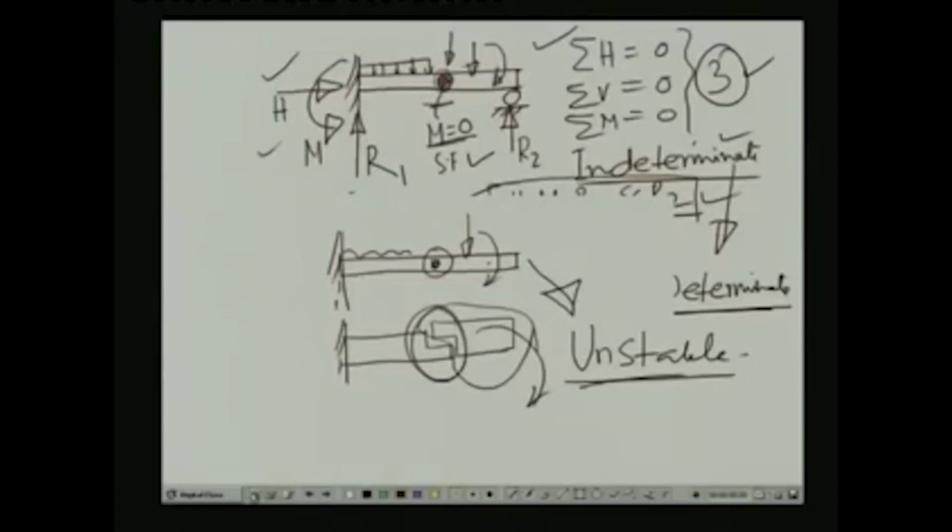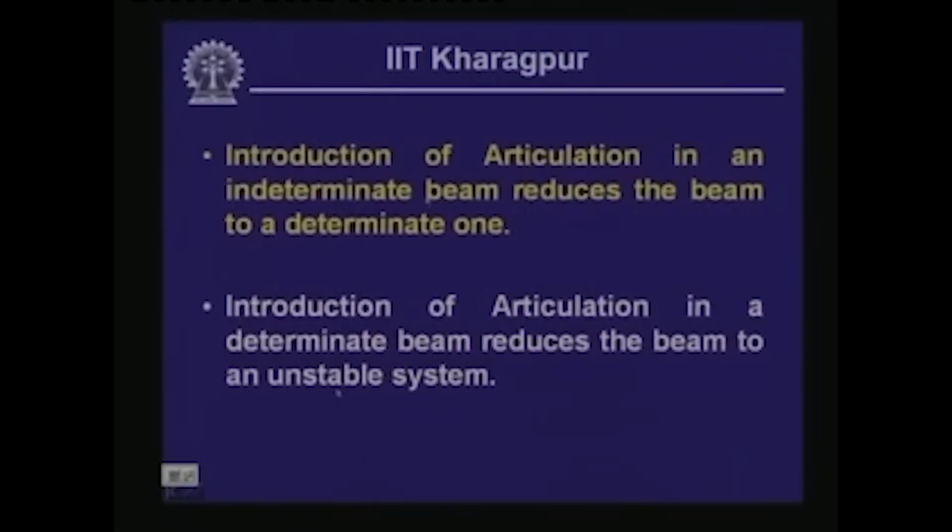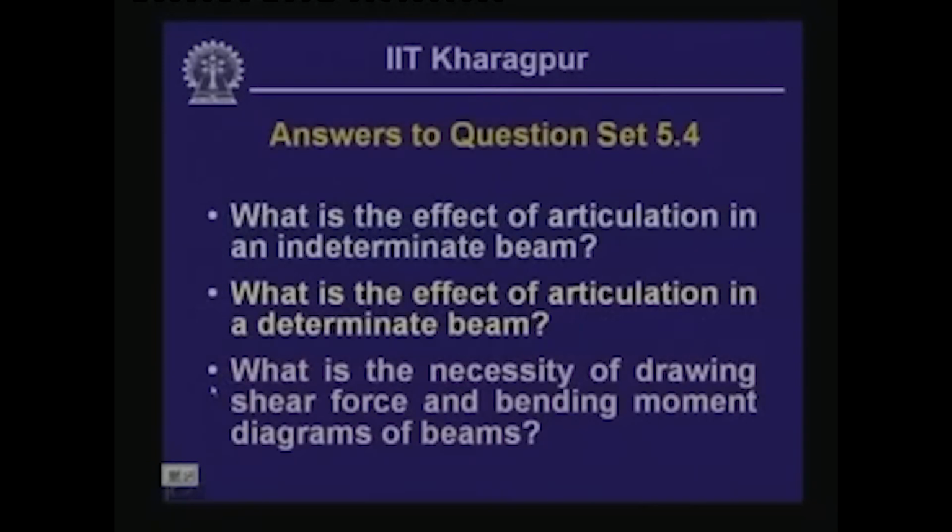One should be careful that if you have an indeterminate beam, if you introduce an articulation within the beam, that indeterminate beam becomes determinate, or you get an additional equation generated for every articulation you induce. And if you have a determinate beam, if you introduce any articulation, then it becomes unstable. This is what is indicated over here. The introduction of articulation in an indeterminate beam reduces the beam to a determinate one, and introduction of articulation in a determinate beam reduces the beam to an unstable system. Well, so that answers the first two questions.